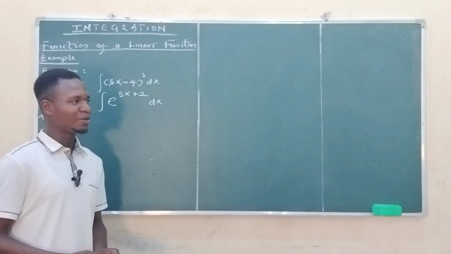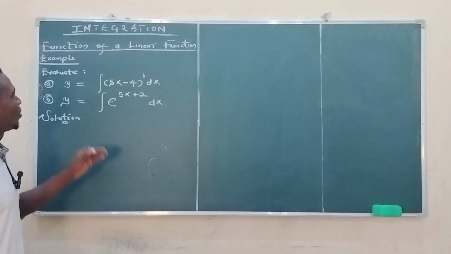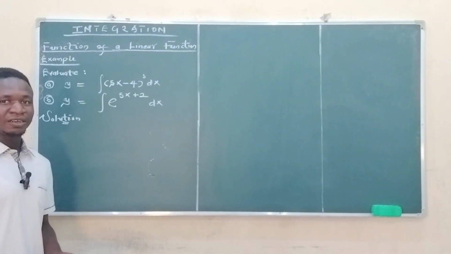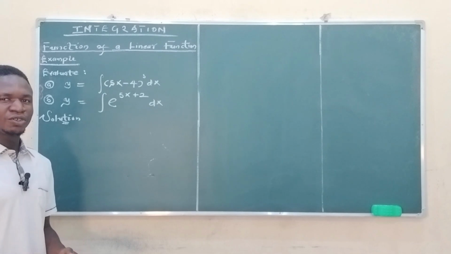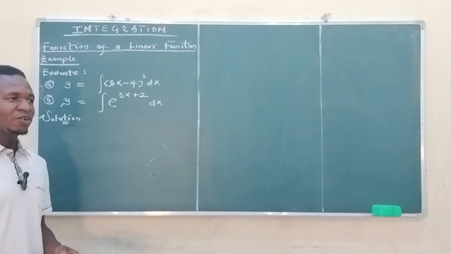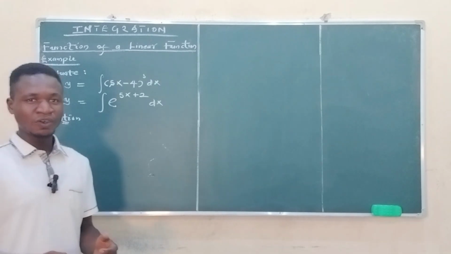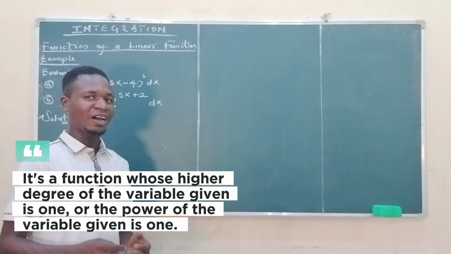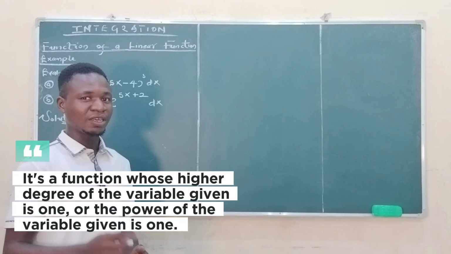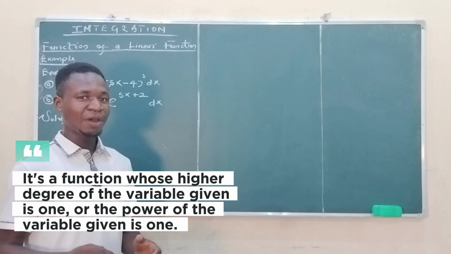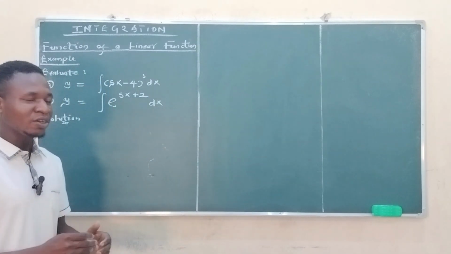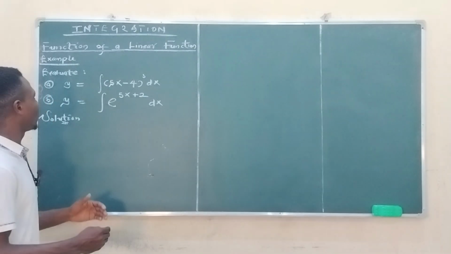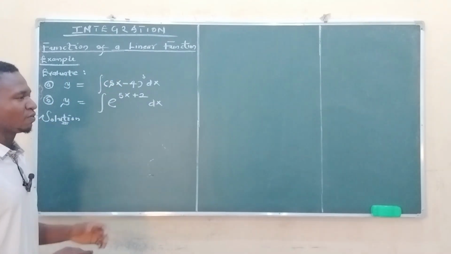Still on integration, and today we're going to be looking at the integral of a function of a linear function. And what do we mean by the integration of a function of a linear function? A function of a linear function is a function whose highest degree of the variable given is 1, or the power of the variable given is 1. So we are going to be looking at the integral of a function of a linear function.